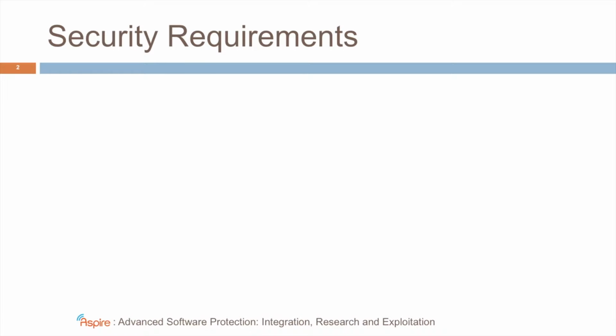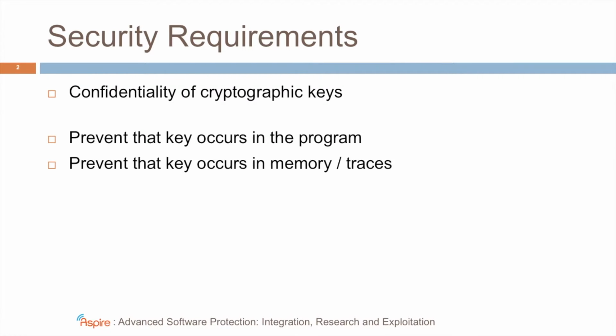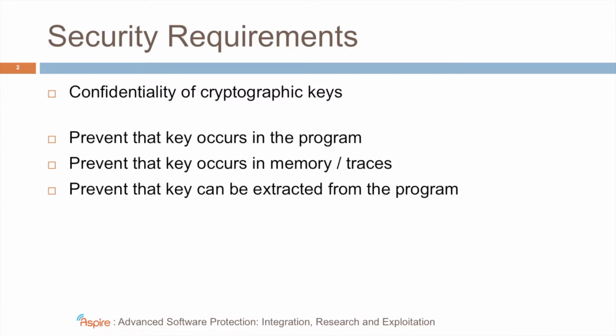The security requirement that we want to meet with white box crypto is confidentiality of cryptographic keys. Specifically, we want to prevent the key from occurring in the program, or even in memory or in traces collected of a program being executed. And actually, we even want to go further. Not only should the key itself not occur, but from the code and the data that does occur, it should be impossible to extract the key from the program.